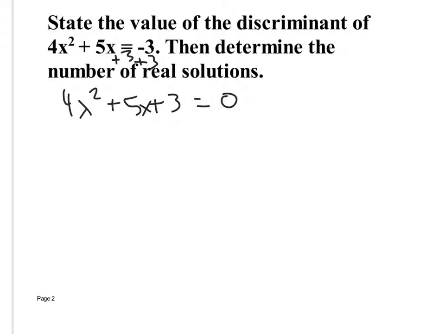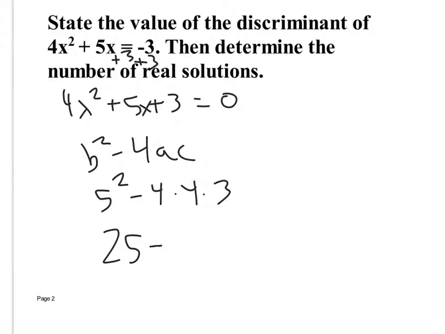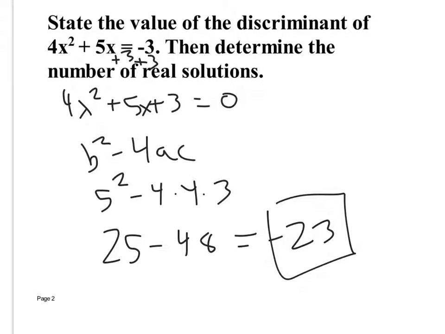Now the discriminant, again, is just b squared minus 4ac, what was under the radical sign. So plug in your numbers. B is 5. So 5 squared minus 4 times 4 times 3. 5 squared is 25. 4 times 4 is 16. 16 times 3 is 48. 25 minus 48 gives you negative 23. That is part of your answer. That is the value of the discriminant.